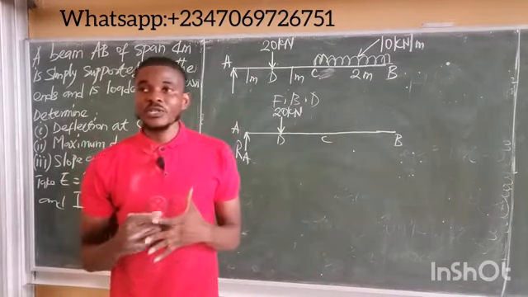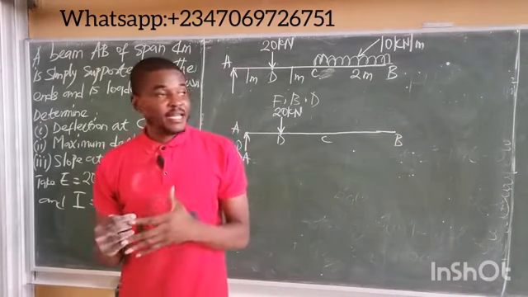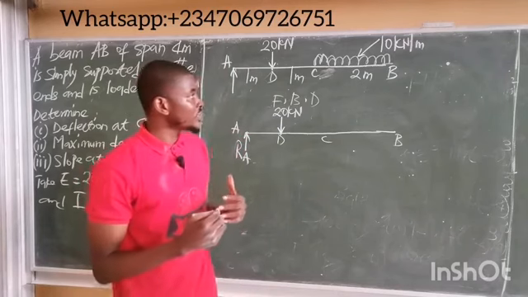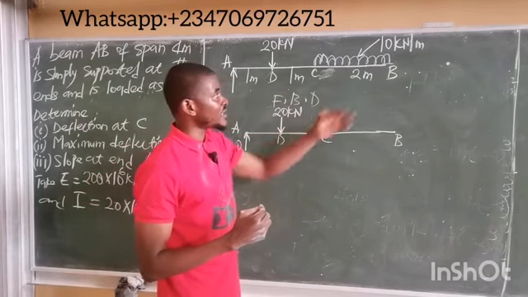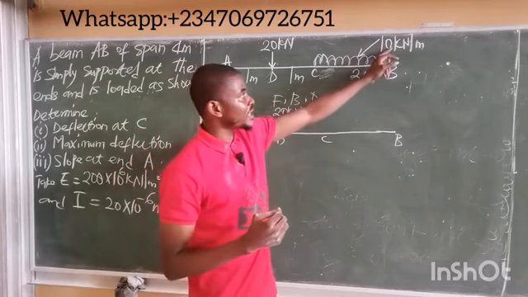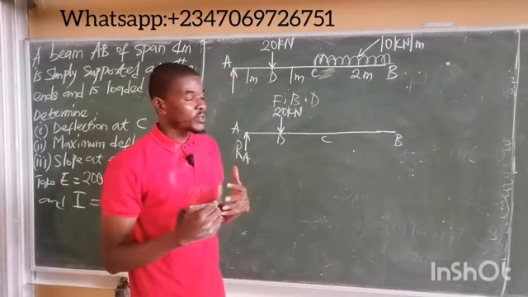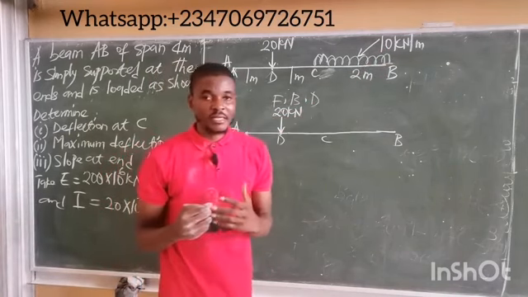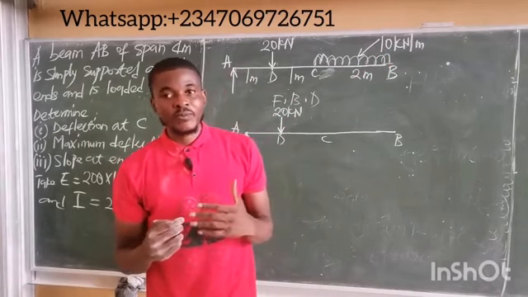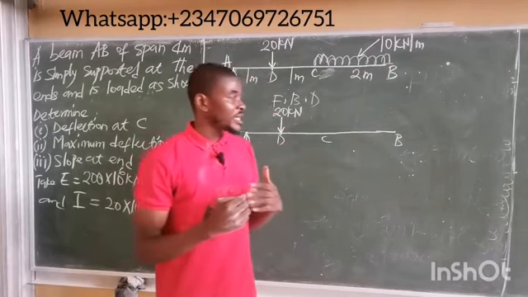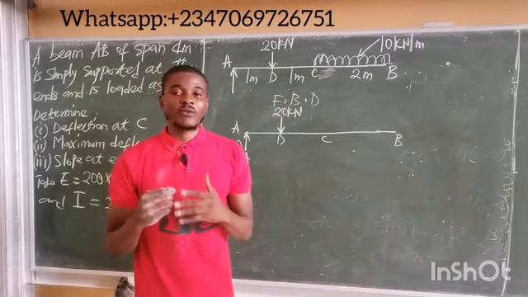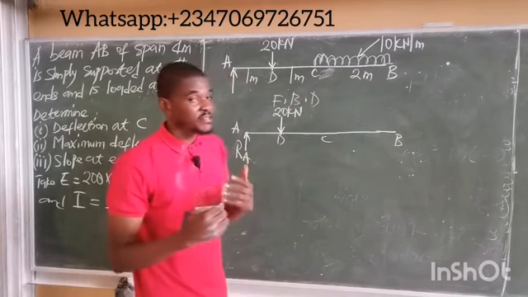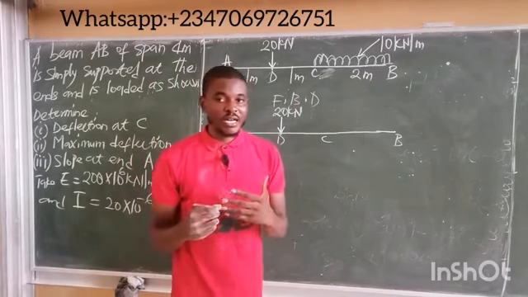To convert a UDL to a point load, simply multiply the UDL load by the length covered by the UDL. The UDL length is 2 meters, and the UDL load itself is 10 kilonewtons per meter. So we multiply 10 by 2, which gives us 20. That becomes the point load of the UDL. It has to be placed at the middle of the length covered by the UDL, so 2 divided by 2 is 1.